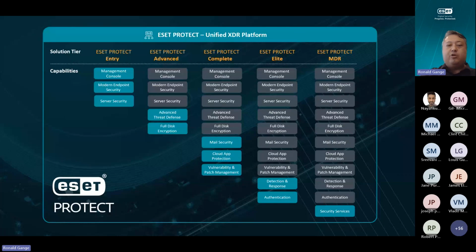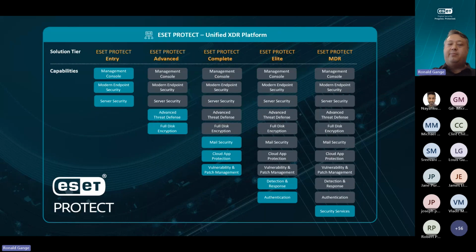ESET has also added a new feature which we'll be covering. So please stay until the end of this webinar because we've got some exciting announcements of new developments within ESET. But one of those is that we now have vulnerability and patch management built into ESET Protect Cloud for ESET Protect Complete, Elite, and upwards.